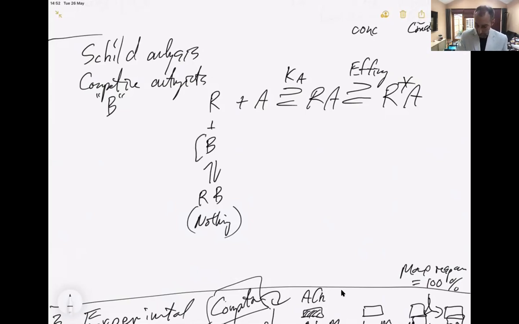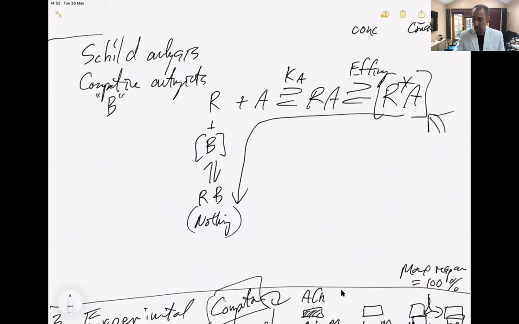So if we're adding a certain concentration of B, our antagonist, it's going to shift this whole equilibrium down to this RB complex. And the amount that it reduces the complex, the concentration of the R star A complex, will relate to the amount of the response. Now, you guys won't have to know this. If you have to work through a problem set, this will be given to you.